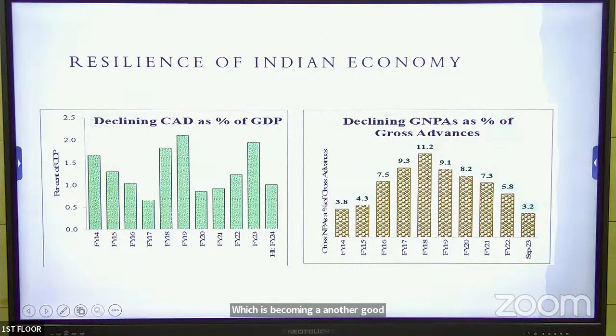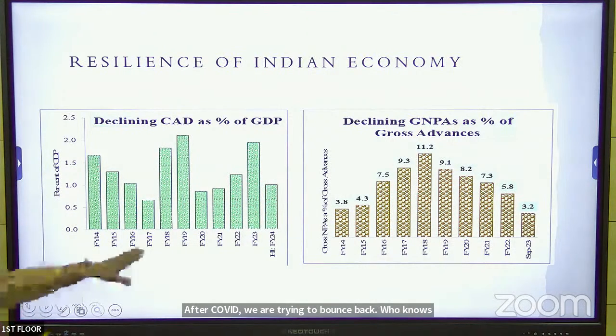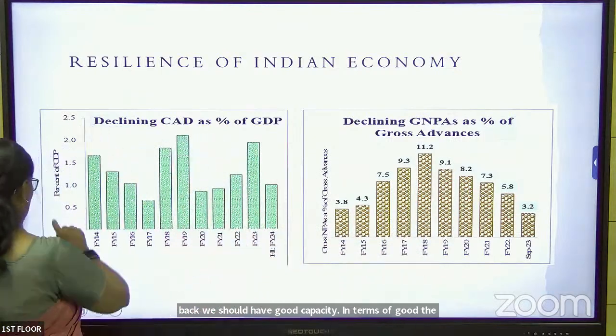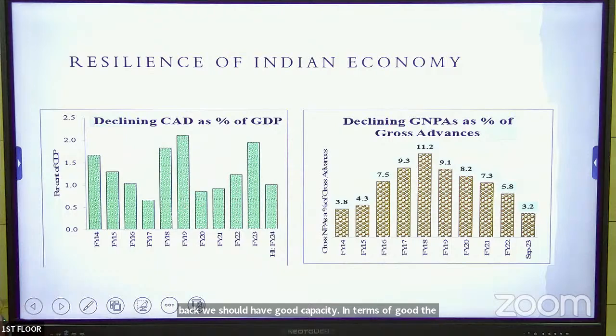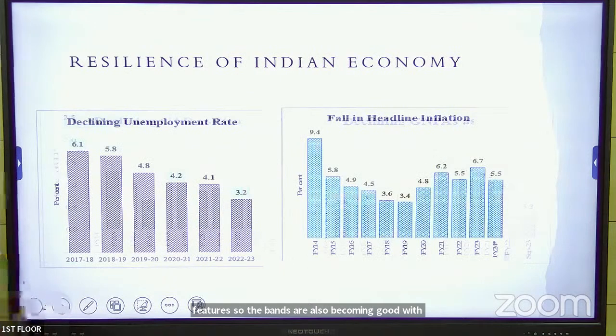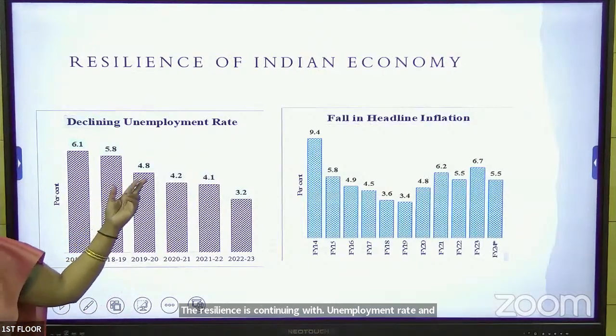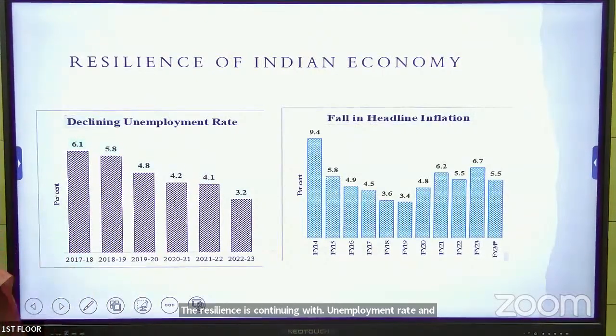What is the meaning of resilience? After COVID, we are trying to bounce back. To bounce back, we should have good capacity in terms of good features. So the banks are also becoming good with reducing NPAs. The resilience is continuing with unemployment rate and inflation. You remember the combination of these two variables elsewhere?